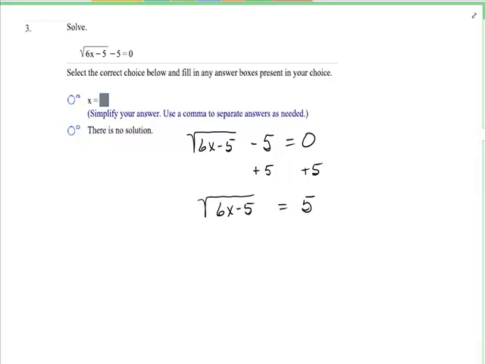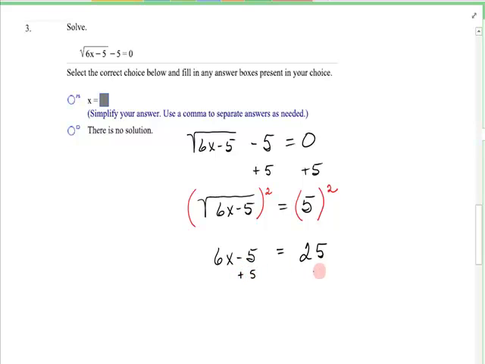Now I'm going to square both sides, and I'm going to be a little lazy and use a little shortcut. I'm going to do it right here on this side once it's been isolated. You notice I didn't rewrite it. When you square a square root, the radicand comes out. Square 5 for 25. All right, let's keep going.